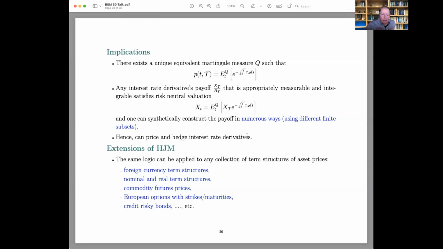Now, the HJM model itself has been extended and applied to other term structures, for example, foreign currency term structures with multiple foreign currencies, nominal and real term structures. We were talking about the nominal term structure here, but you can include real term structures and deal with inflation derivatives. The term structure of commodity futures prices, very important application. You can think of plain vanilla calls and puts. They have a term structure of strikes and maturities, which you can apply this technology to, and credit risky bonds, which I'm going to talk about next.